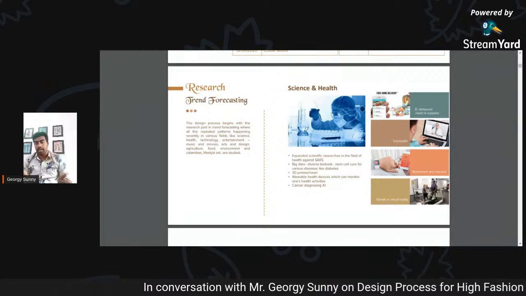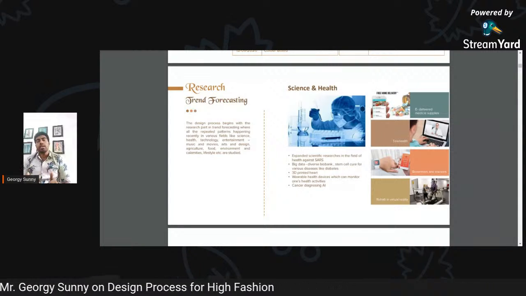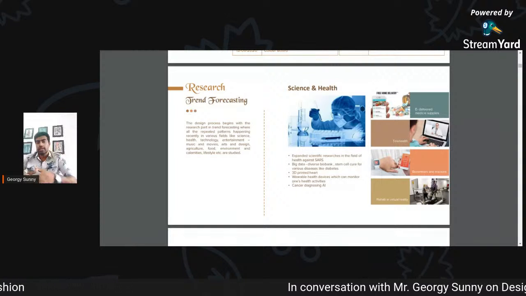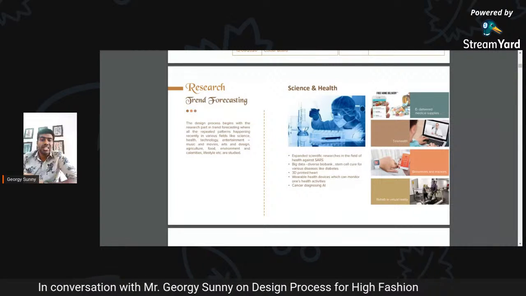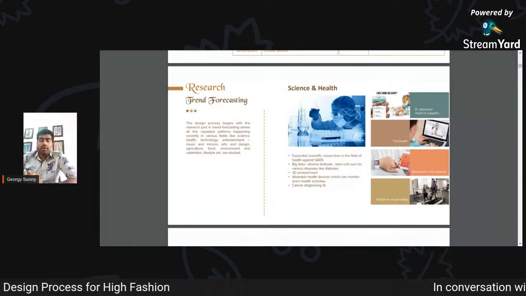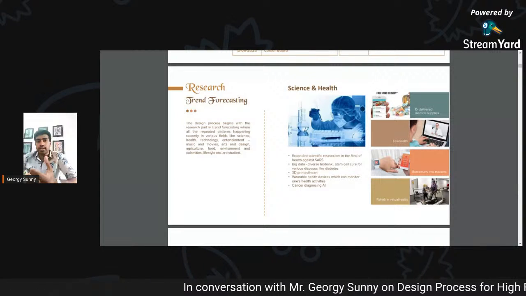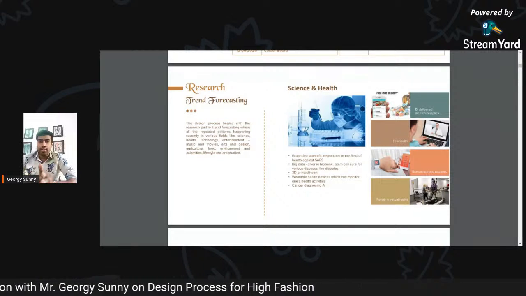So based on that only the pattern is going to emerge, and based on that only you're going to predict the colors and the textures and the kind of silhouettes going to work for the coming season. So what the student has done is she has done in-depth research on technology, and she has spotted that, okay, now COVID is there. Because of that, so many changes are happening globally. She has identified what is happening exactly in science.